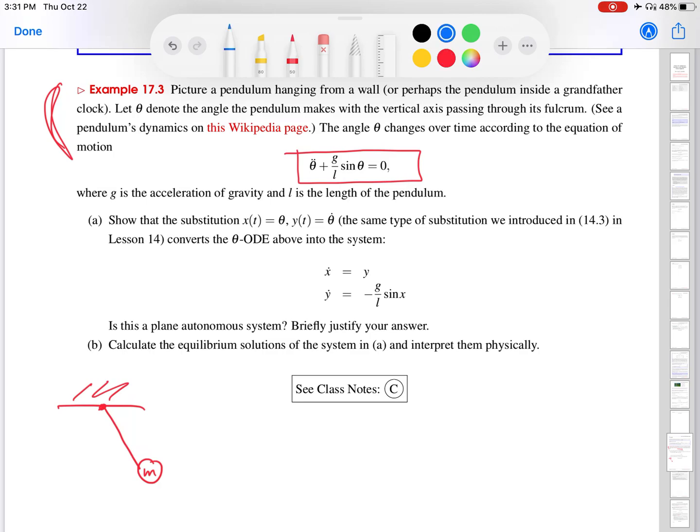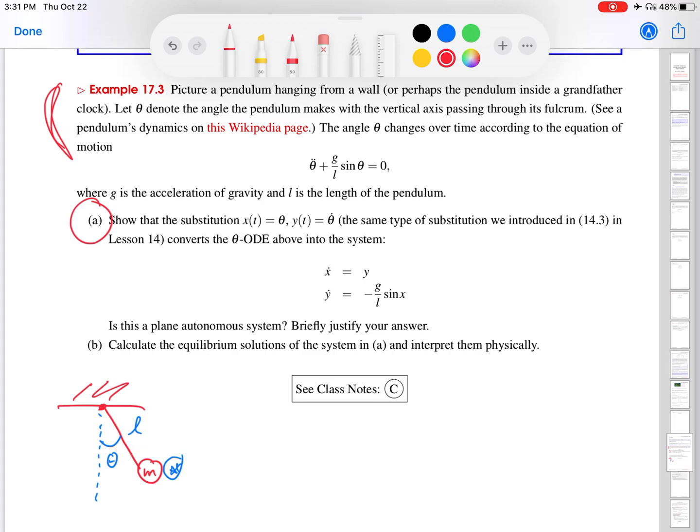What is theta? Theta is the angle that the pendulum makes with respect to the vertical axis. And g here is the acceleration of gravity. L is the length of the pendulum. It is actually the only parameter that matters for this equation of motion. The mass does not. There are m's hidden everywhere in this equation. They've just canceled out. So that may be surprising, but insofar as we care about this angle changing, the mass does not matter. So let's look at part A.